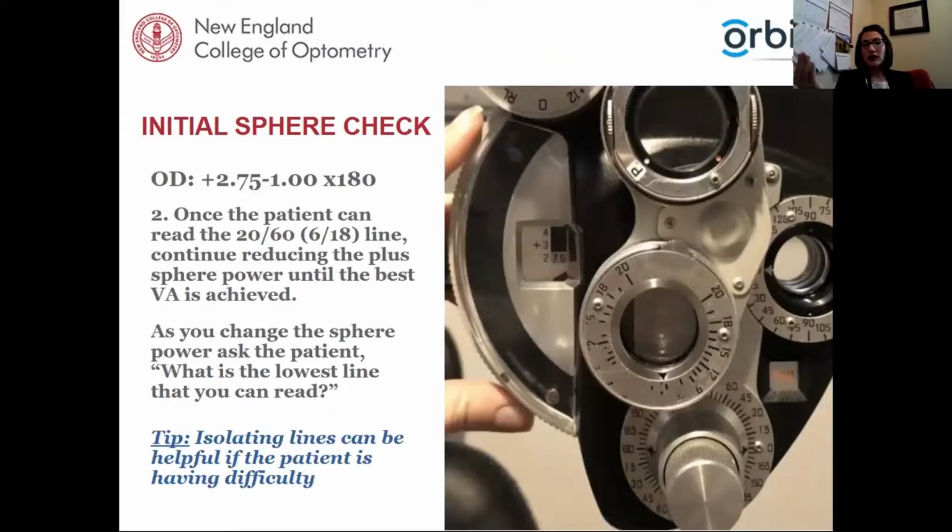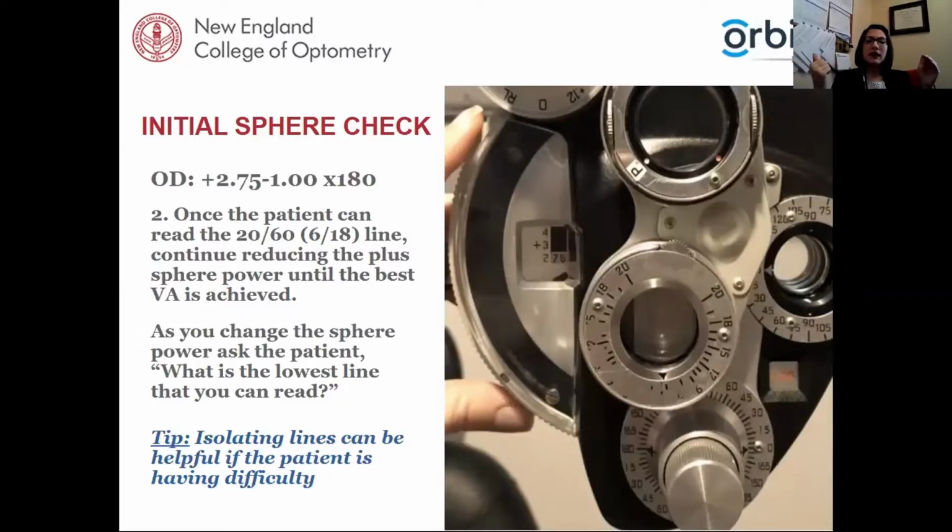Once the patient can read the 20/60 line, I will say the next set of instructions: let me know what the lowest line is that you can read. Or, what is the lowest line that you can read? Because now I know that they can read the top line, but they may already be able to read lower than that. So I say, what's the lowest line that you can read?